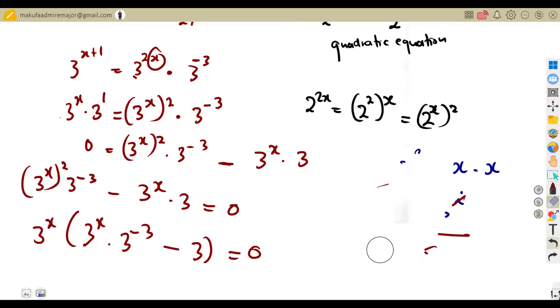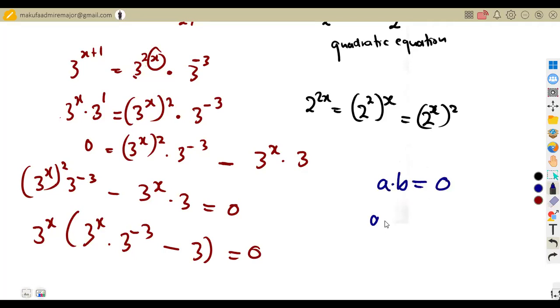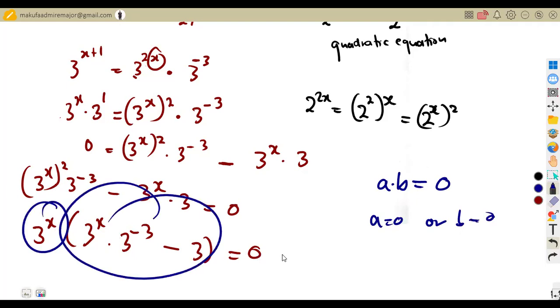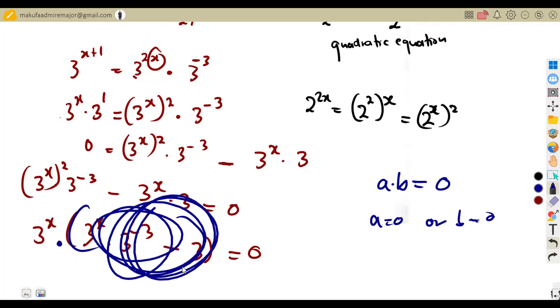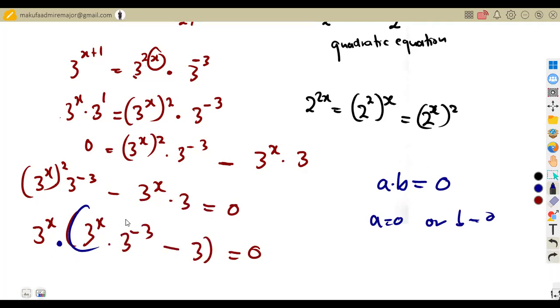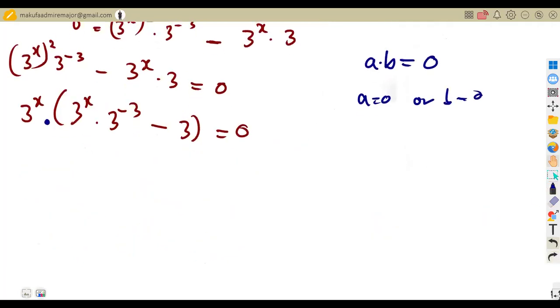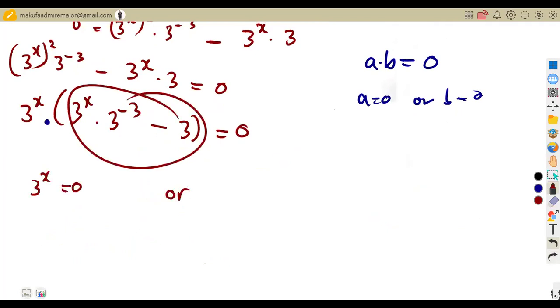Now, if we consider this, we can see this is an equation where the product of 2 terms is equal to 0, which means one of these must be equal to 0, because we've got a product of 2: 3 to the exponent of x and the bracket. The bracket means everything. It's a single term because of that bracket. So 3 to the exponent of x must be equal to 0, or this bracket here must be equal to 0.